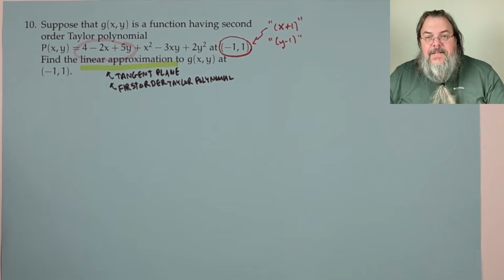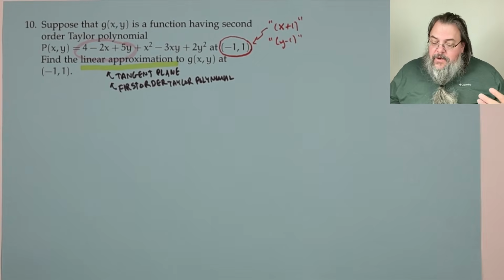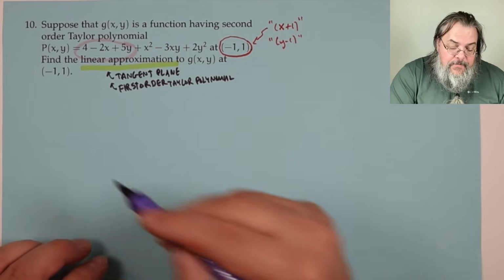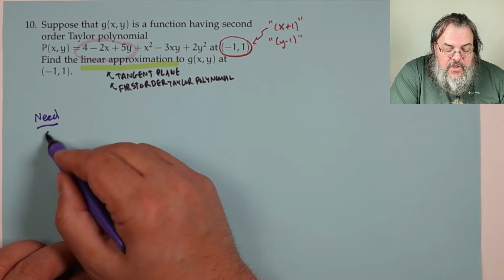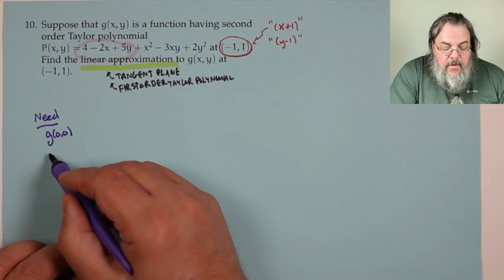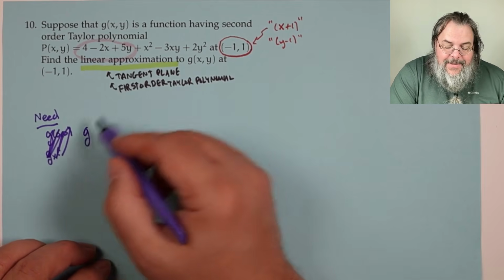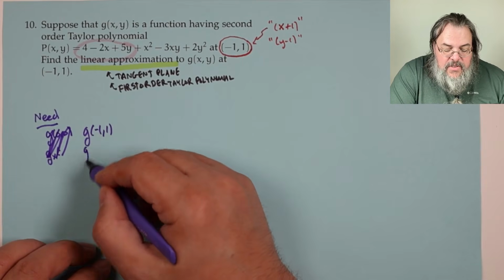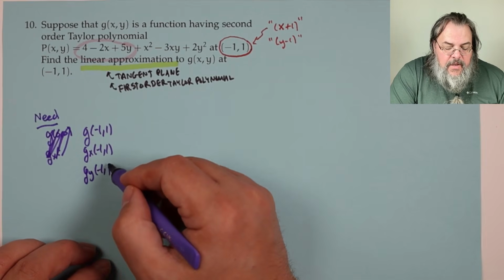All right. We're back in our column space. So what do we do? Well, we say, okay, if we're looking for the linear approximation, and we are, that hasn't changed, we say, well, what information do we need? So we need the following. We need to get g at negative 1, 1. g sub x at negative 1, 1. And g sub y at negative 1, 1.